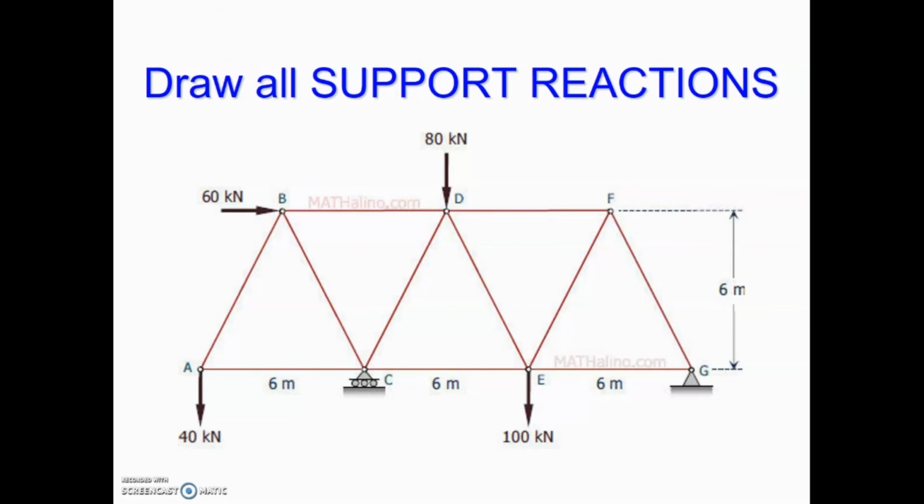Let's check it out. So we have a roller over on the left-ish side, and we know that always gives us a force that is perpendicular to our surface. So in this case, we have a reaction force acting on joint C in the Y direction. And if I replace my pin, I have a reaction force on joint G in the Y direction, but also a reaction force on joint G in the X direction.